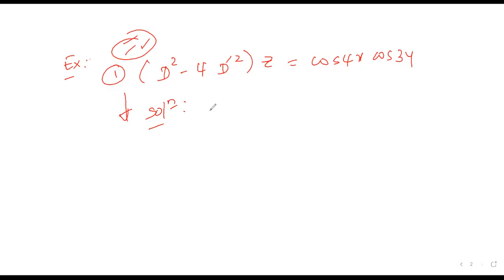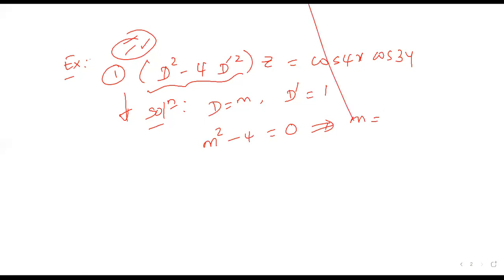First of all, in the auxiliary equation, we have to transform D as m and D dash as 1. So if you take this part of f(D, D dash), we will have m squared minus 4 equal to 0, isn't it? So this will be an easy task for us. So what will be the roots of m? Can you answer me quickly so we can continue?